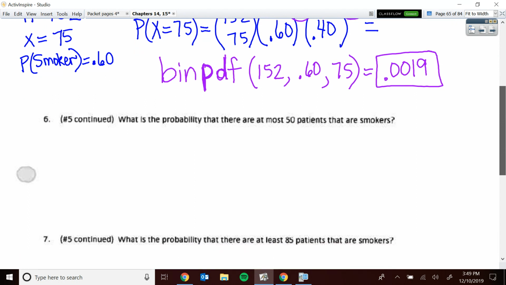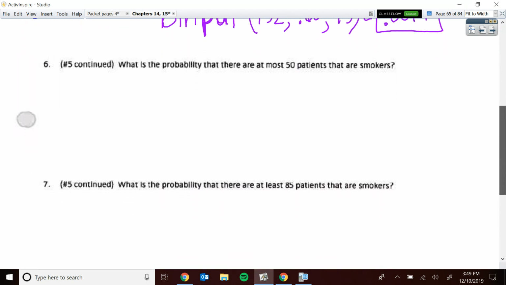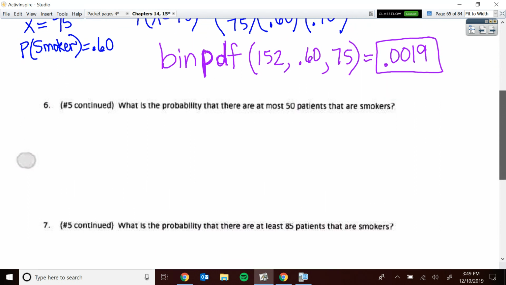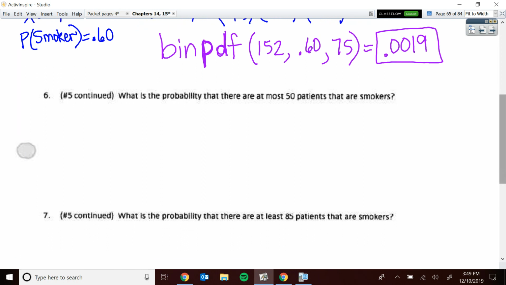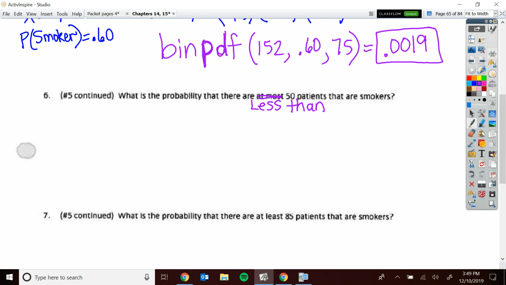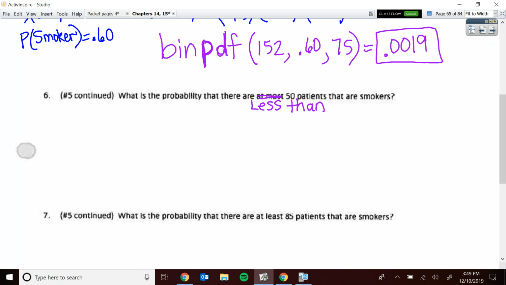So here's an at most and here's an at least. Let's try one that says less than instead of at most, and let's see what happens with that. Okay, so try this one: less than 50. And this will be the last one I'll go over with you.